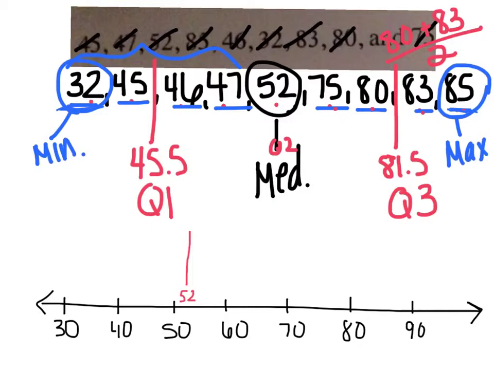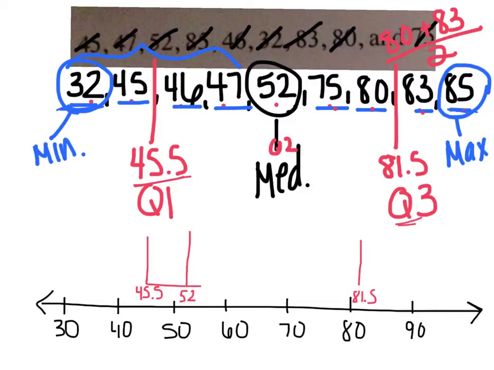Okay, and then I see my quartile 1 is 45.5. So that's about a little more than halfway between 40 and 50. And again, I'm going to label that 45.5. And then I'm also going to label my third quartile, which is 81.5. Oh, that's way over here.